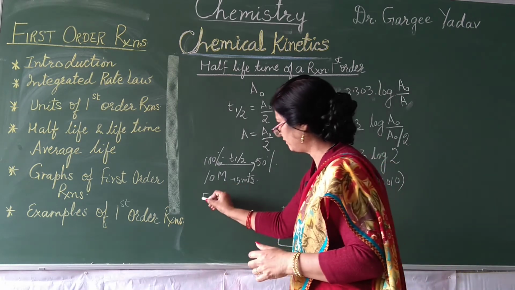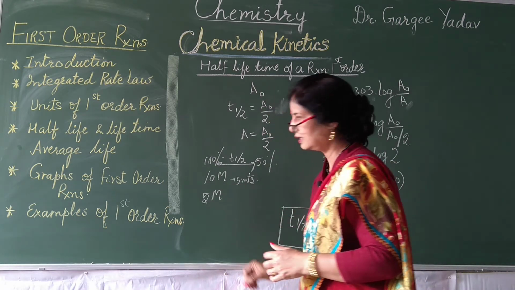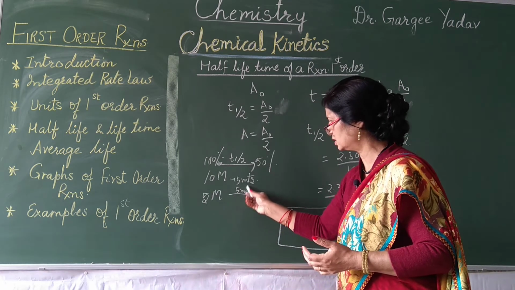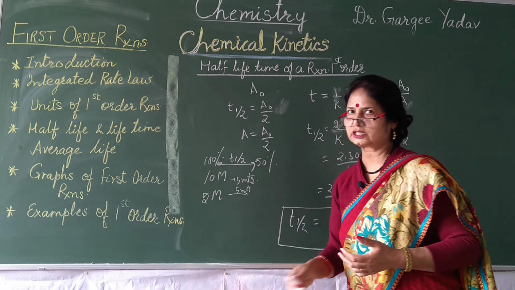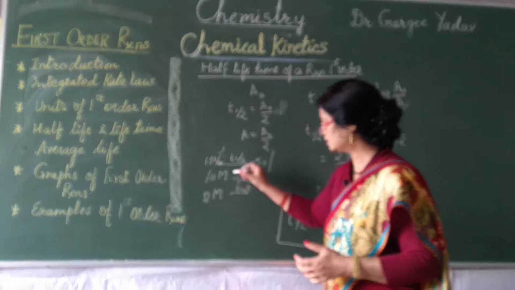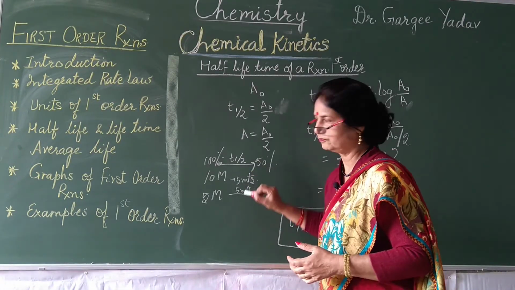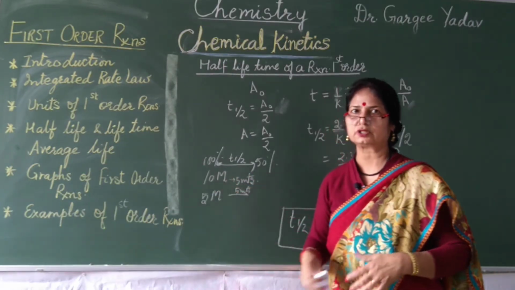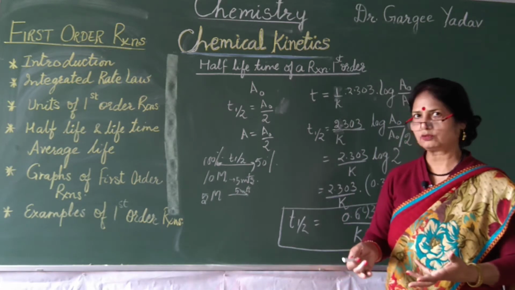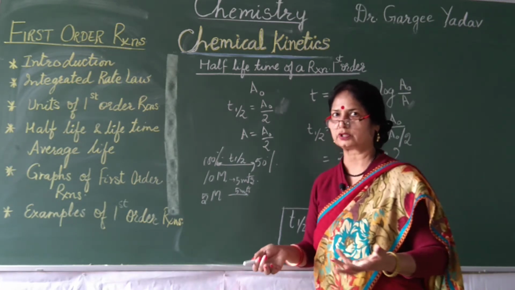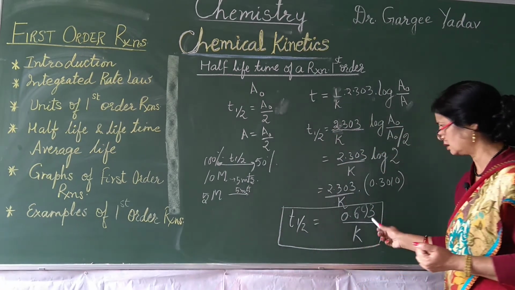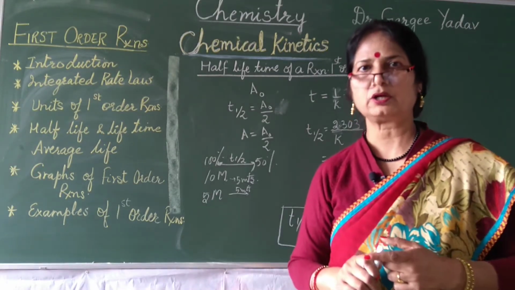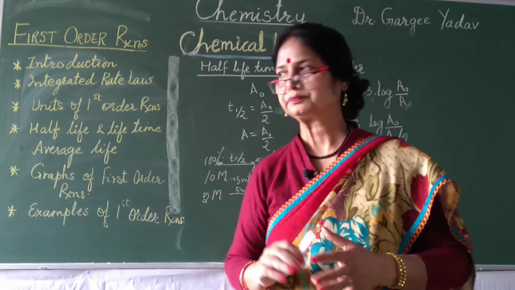Then suppose you take 5 molar concentration, then again it will take 5 minutes. But if you talk about the percentage of decrease in the concentration, that will be obviously different. But the half life will remain the same. Means it will not depend on the initial concentration, whether you have taken 10 moles per liter or you have taken 5 moles per liter. So this shows that the half life for a first order reaction is independent of the initial concentration.